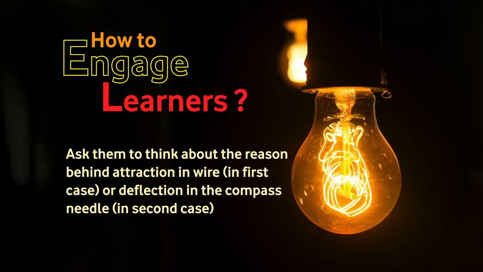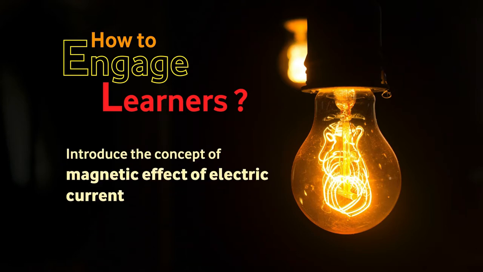What can they draw from these experiences, whether a simple cell experiment or the experiment in the laboratory? When they observe, they will share their experiences, their experiments, then you ask them to think about the reason why there is an attraction in the wire in the first case and deflection in the compass needle in the second case. Here you can introduce the concept of the magnetic effect of electric current.